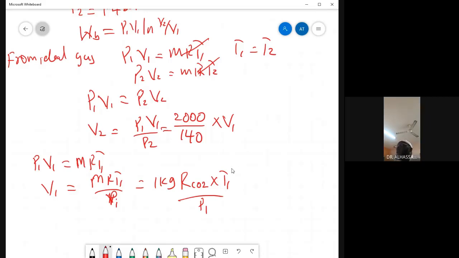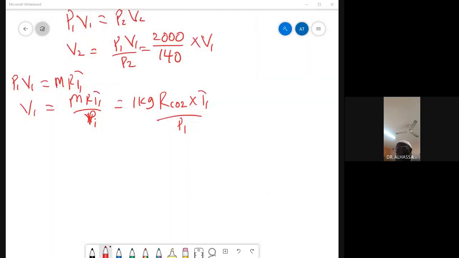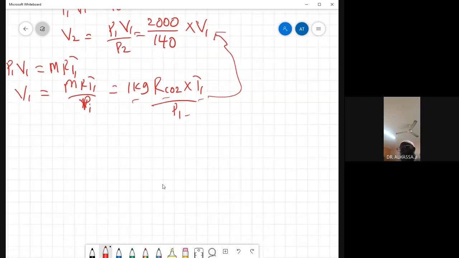Okay, so let me see. Nobody has given us the ideal gas constant for carbon dioxide. So now I'll leave this to you in any case. So you put the mass there, the ideal gas constant for carbon dioxide, temperature T1, then you can find V1. Then if you finish, you substitute the value for V1 into this equation to find V2. Okay, that's the final volume.